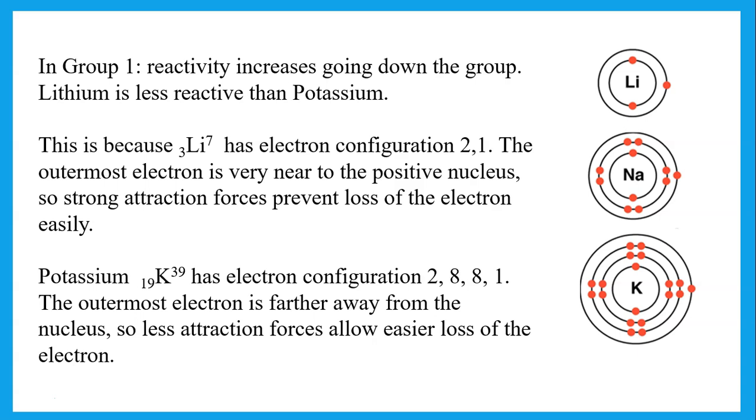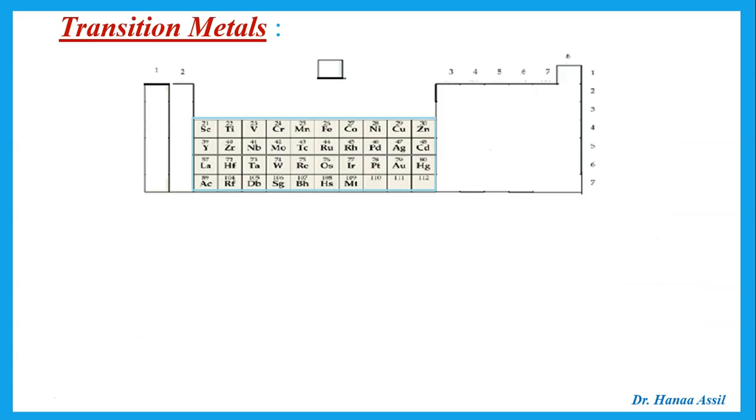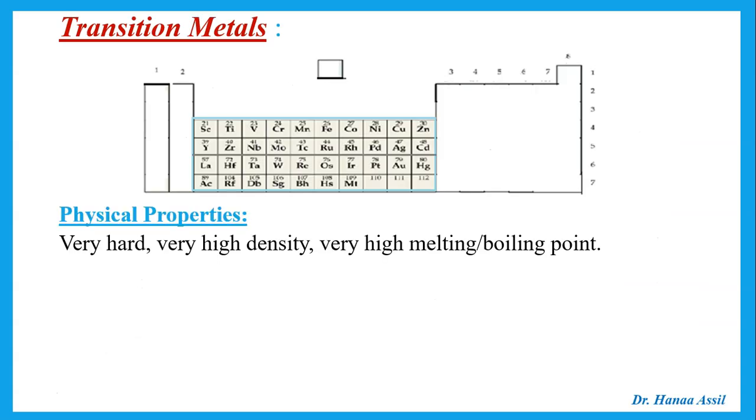That outermost electron that we're trying to lose is further away from the nucleus, so there is less attraction force between that electron and the positive nucleus, so the outer electron is lost more easily, and that is why we say potassium is more reactive. Transition metals, if we look at physical properties compared to the other metals, are very hard, with very high density and very high melting point.